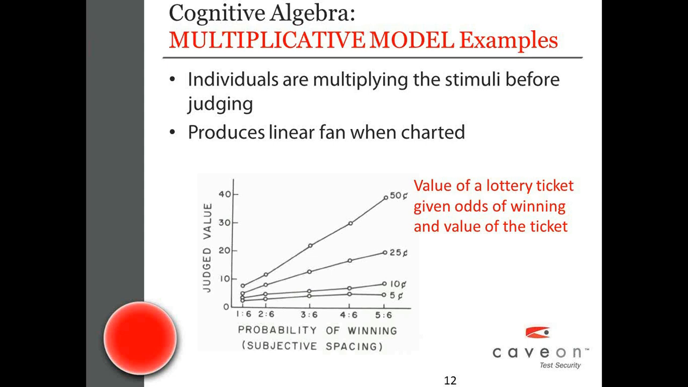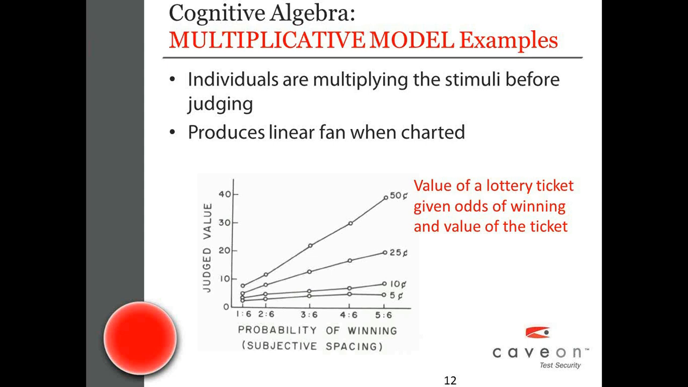But as the chances of winning go up as you move to the right part of the graph, then the 50-cent one is almost twice as valuable as the 25-cent one, and it has significant value, almost as much value as the lottery ticket is worth. It's judged 40 when the ticket is worth 50 cents. So you can see the linear fan, and that really, when the probability is low, almost no value is given to any of the tickets.